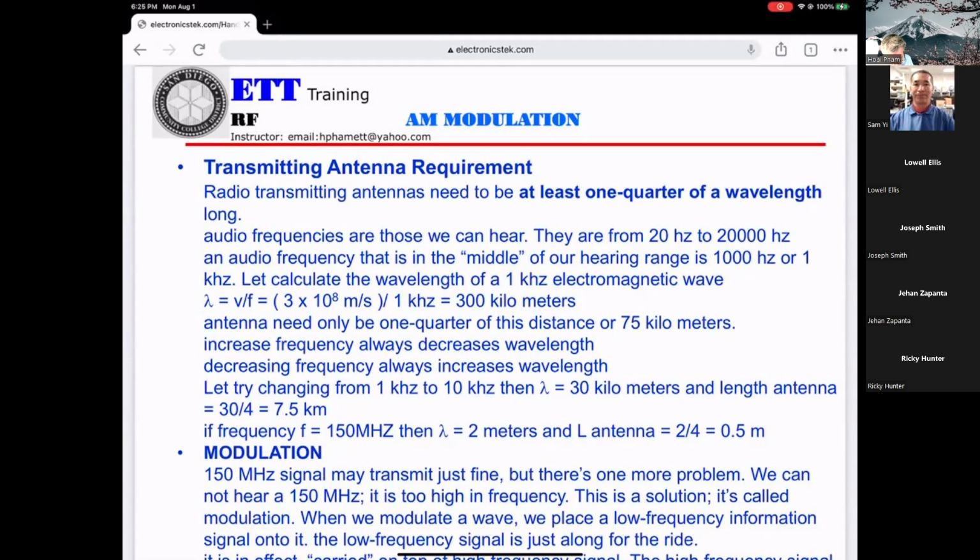Increasing the frequency decreases the wavelength. Decreasing the frequency always increases the wavelength. Let's try changing from 1 kilohertz to 10 kilohertz. Then lambda will be equal to 30 kilometers. The antenna length is 30 divided by 4, which is 7.5 kilometers. If the frequency F equals 150 megahertz, then lambda equals 2 meters, and the antenna will be 0.5 meter long.